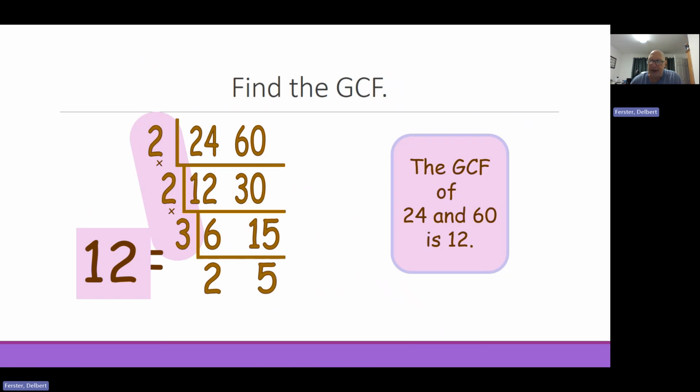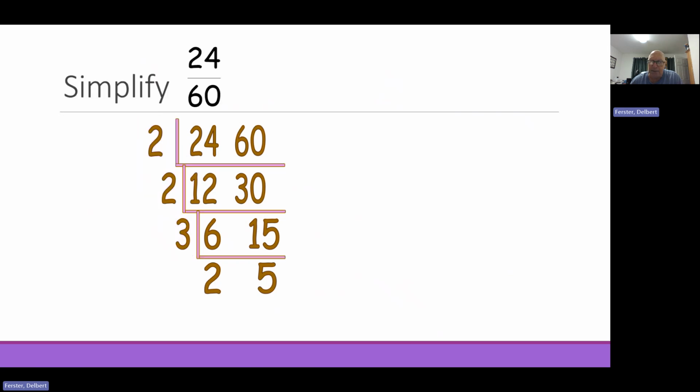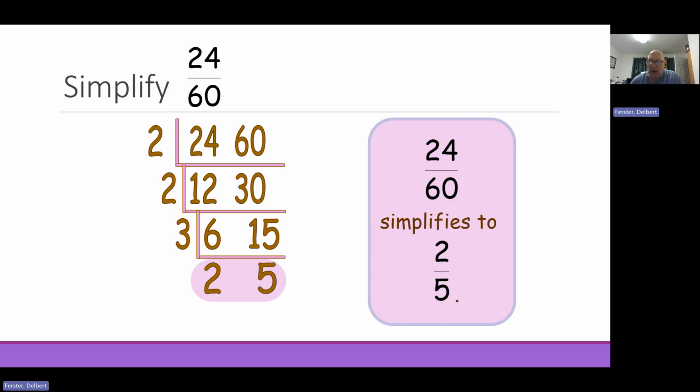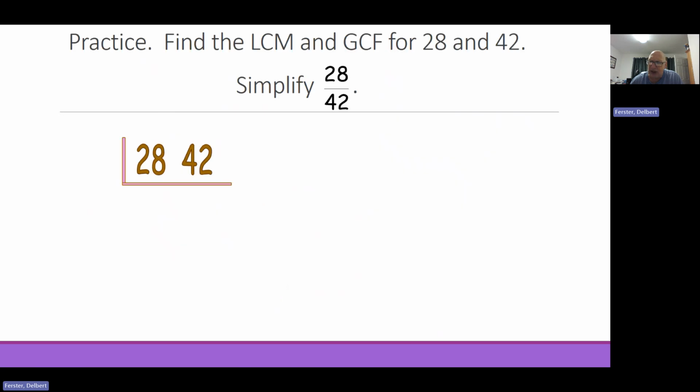If by chance you were tasked with reducing the fraction 24 over 60, you could now claim that it reduces to 2/5. So like the ladder method, I think it's clean. I think it's easy to use.